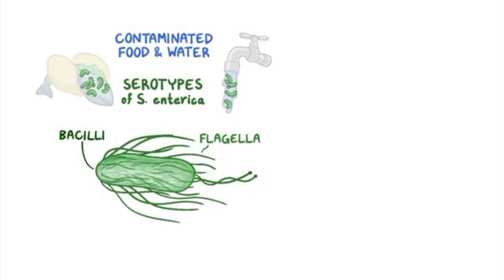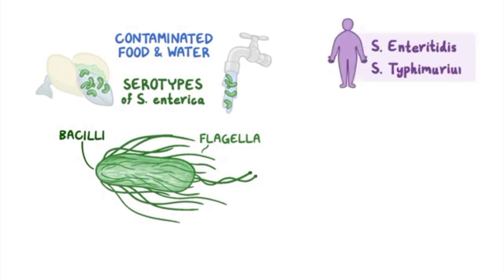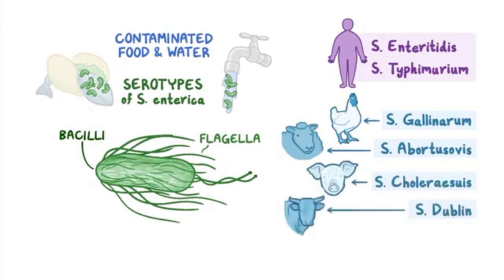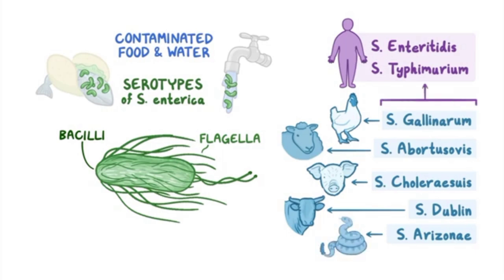In humans, most cases are caused by the S. enteritidis and S. typhimurium serotypes. Other serotypes of Salmonella enterica cause similar infections in other warm-blooded animals. These include S. gallinarum in poultry, S. abortusovis in sheep, S. choleraesuis in pigs, S. dublin in cattle, and S. arizonae in reptiles, among others. All of these strains can also infect humans.